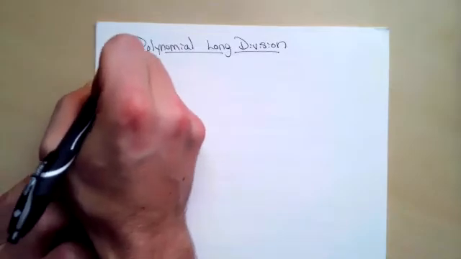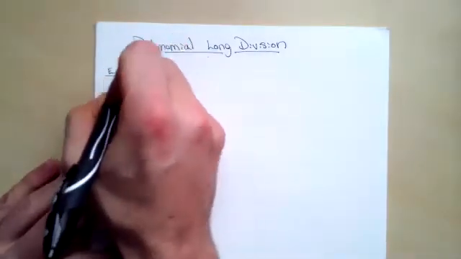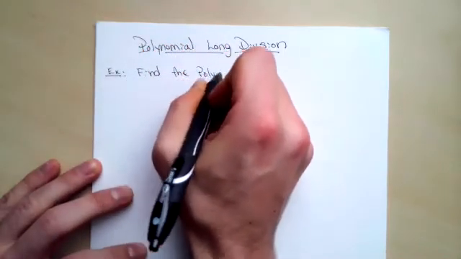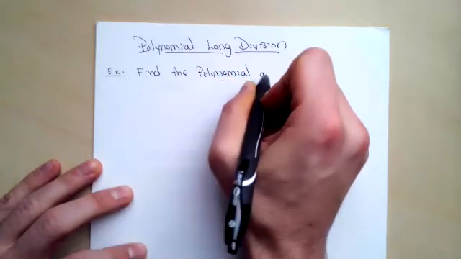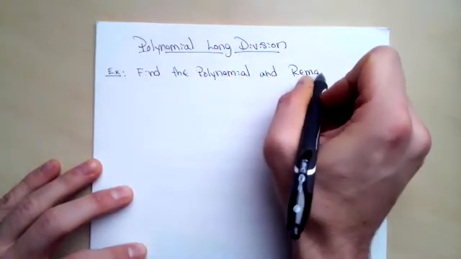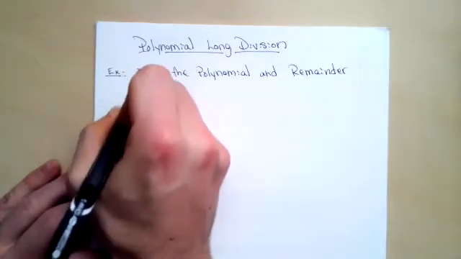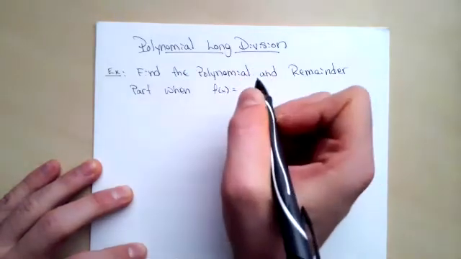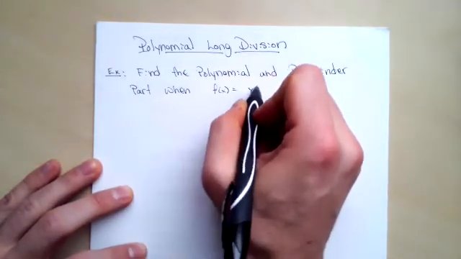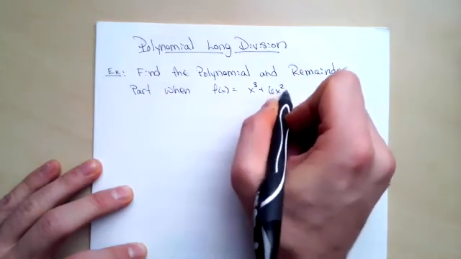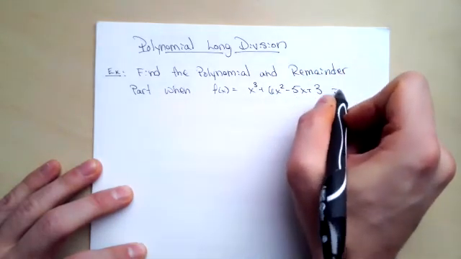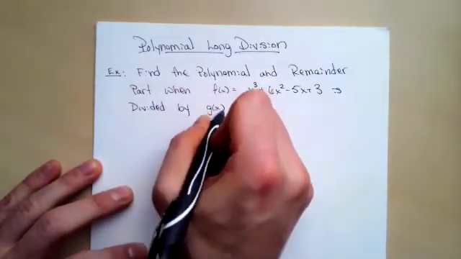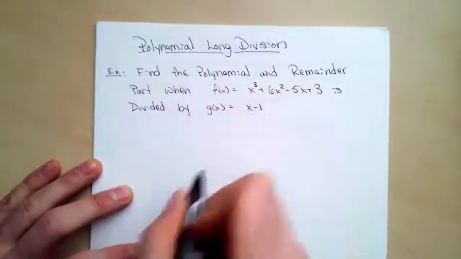So our example for just a general polynomial long division might say something like, find the polynomial and remainder part when f of x equal to x cubed plus 6x squared minus 5x plus 3 is divided by g of x, which is equal to x minus 1.